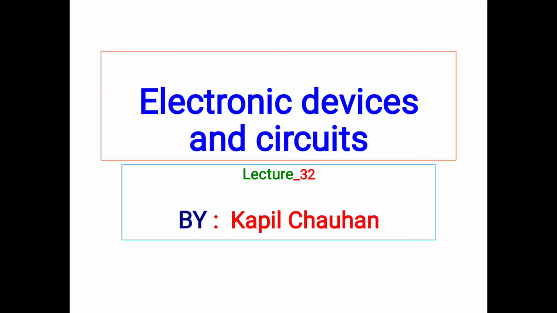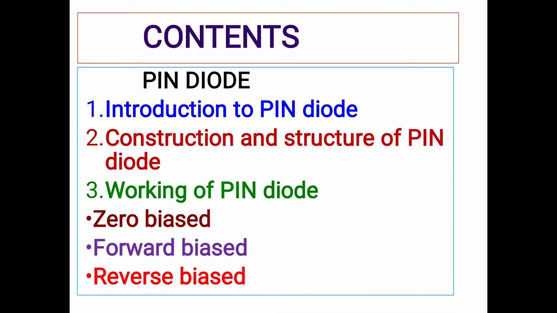This is our lecture number 32 in Electronic Devices and Circuits. In this lecture we are going to study about the PIN diode. We will start with the introduction to the PIN diode. Then we will study about the construction and structure of the PIN diode. Then we will study about the working of the PIN diode under different biased conditions, that is zero biased condition, forward biased condition and the reverse biased condition.